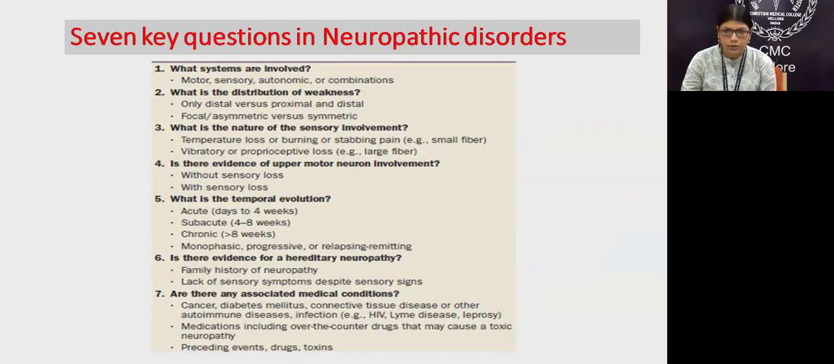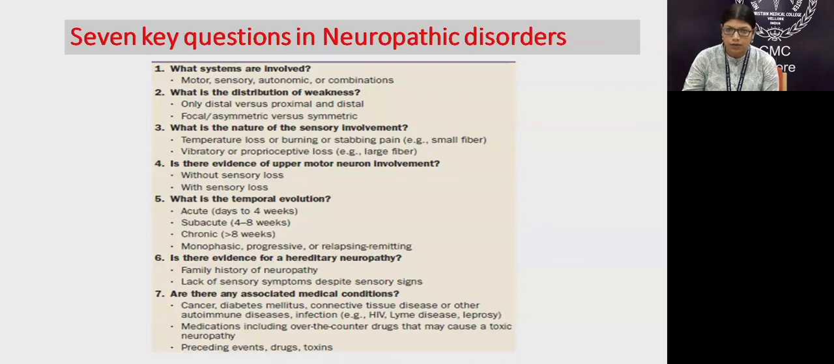The fifth question we need to ask carefully during the history and examination is what is the temporal evolution of the symptoms, because this is the single most important question which helps us figure out what could be the underlying etiology for this kind of neuropathy presentation. So acute presentation is any time between days to 4 weeks. A classical disorder like we know is GBS, subacute being 4 to 8 weeks, and chronic if it is more than 8 weeks. The classical disorder being chronic inflammatory demyelinating polyradicular neuropathy, otherwise known as CIDP.